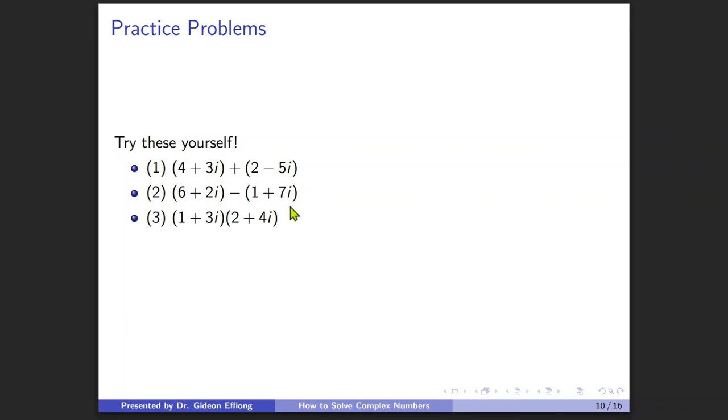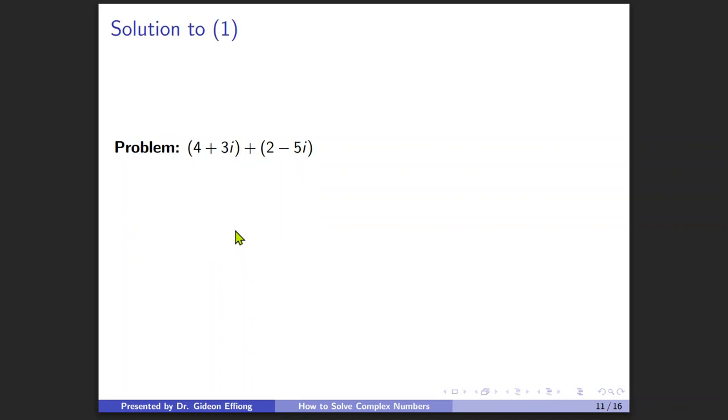To practice yourself, there's another example you should try. 1 plus 3i and 2 plus 4i. The product of these two complex numbers. This is another one you should try to divide. So we have considered this here as well.